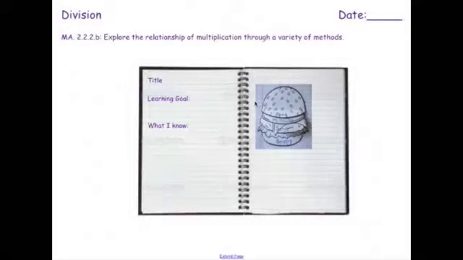Today's lesson is about division, Common Core Standard MA 222B. Explore the relationship of multiplication through a variety of methods. You should already have the Does McDonald's Serve Burgers foldable set to go on your right-hand side of your notebook. So as we start taking our notes, make sure that you're using that as well.